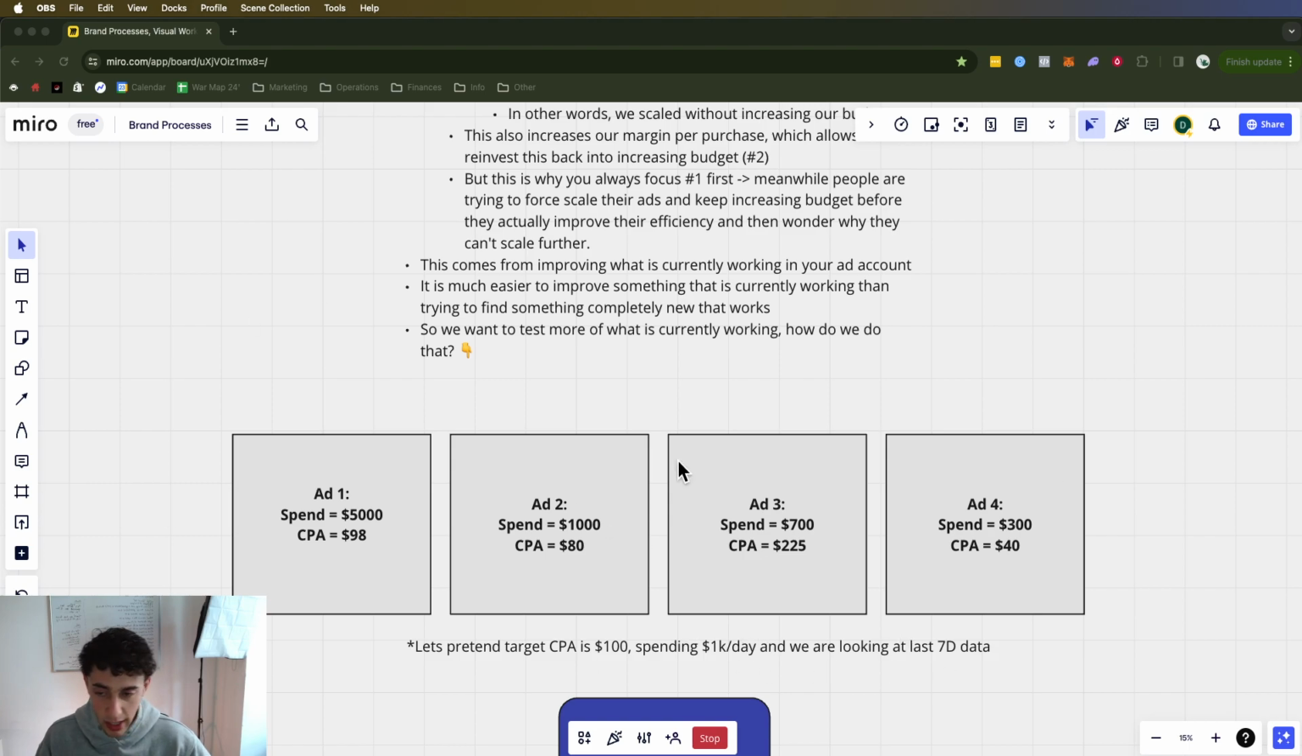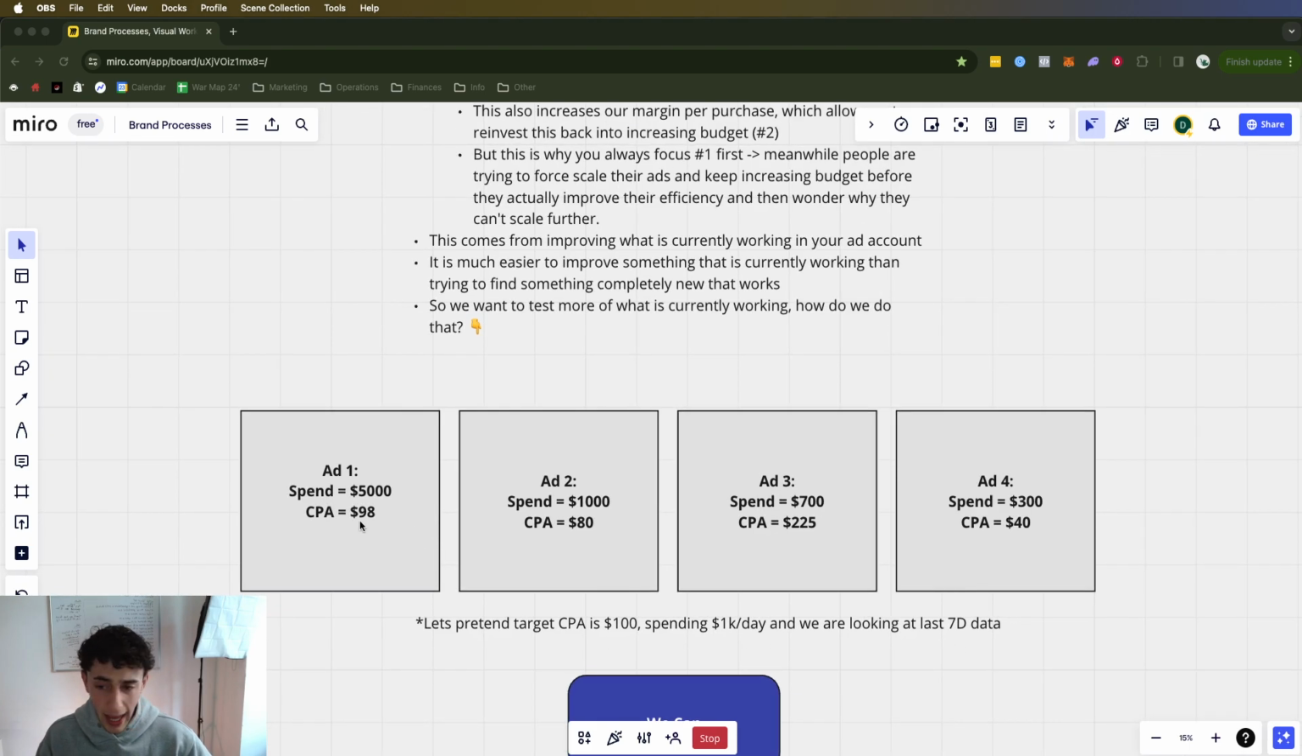And these are the 4 ads we have in our ad account. So we have ad 1, $5,000 in spend, $98 CPA. Ad 2, $1,000 spent, $80 CPA. Ad 3, spend $700, CPA $225. Ad 4, spend $300, CPA $40.